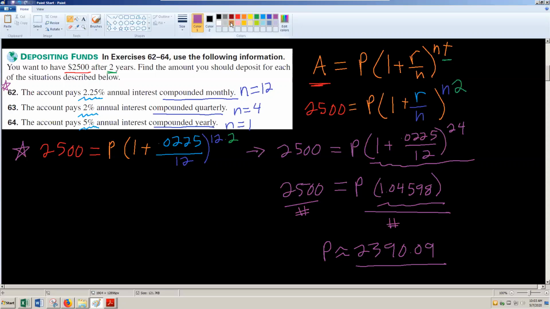Perfect. Okay. So for the next one, the only thing that's going to really change is that now I have a different interest rate and a different compounding. So here's all the nice color coding. I'm going to jump to the next one, which is just going to be all in one color, hopefully able to follow along. So for the next one here, 2500 is going to equal P times 1 plus, now I have 0.02 over, and now here's going to be 4. Now it's going to be 4 times 2.